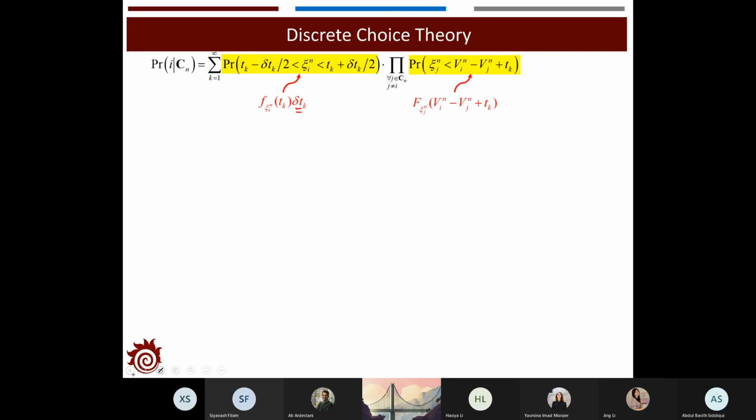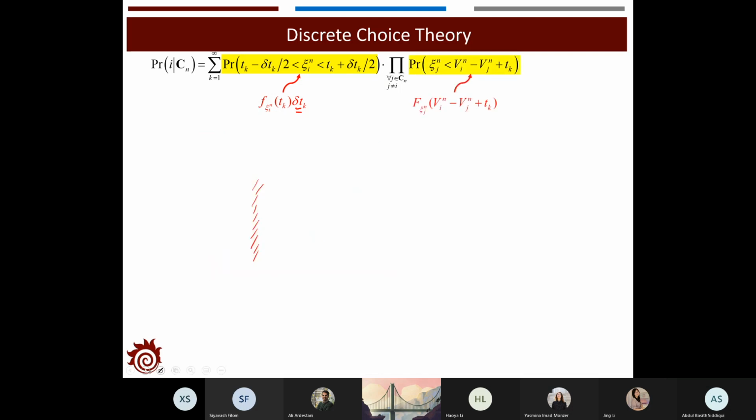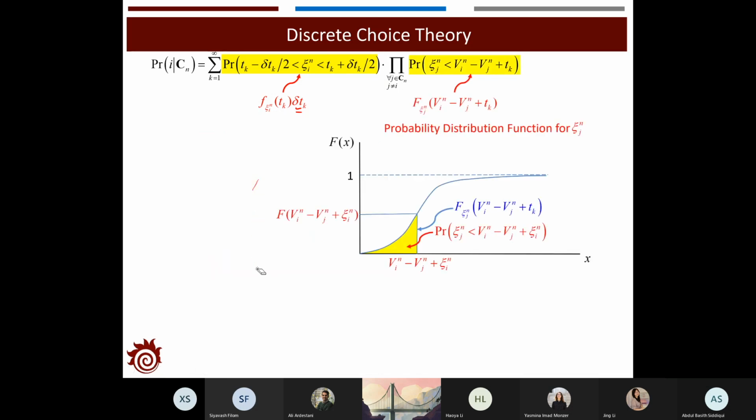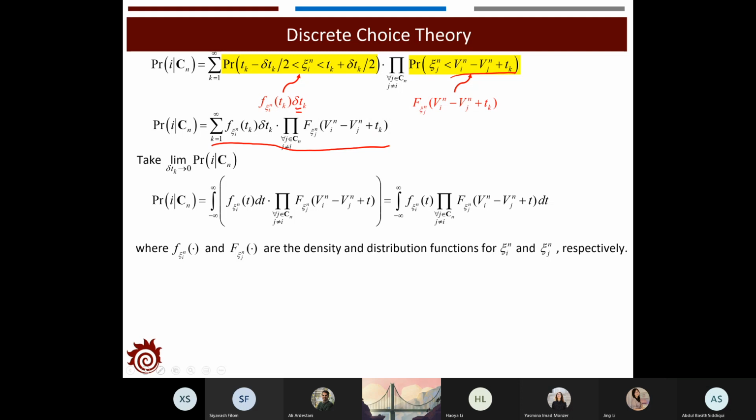Another thing I forgot to mention: the one on the left side is just the probability of each cell with respect to the one that we defined. The one on the right is the cumulative distribution for the value less than this value that we calculated. Put them together, and you get the full expression of the probability. But if the delta tk, the width of the cell, is small enough, we're going to have the integration of the whole expression.